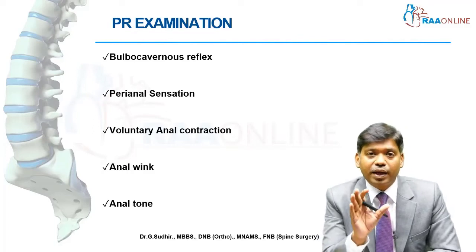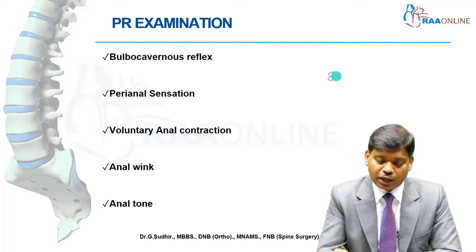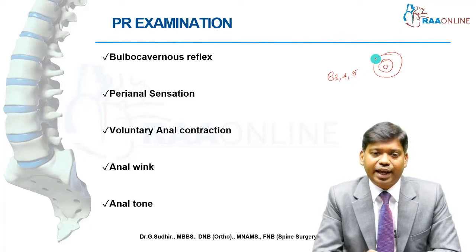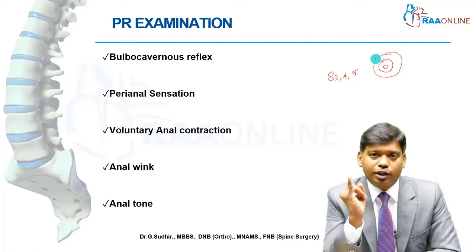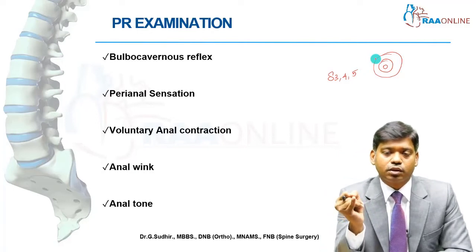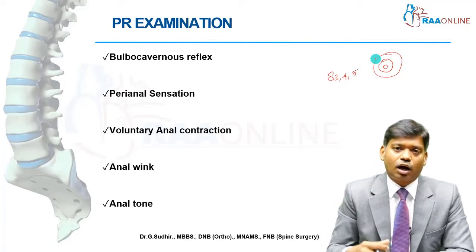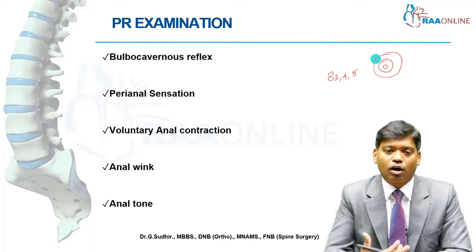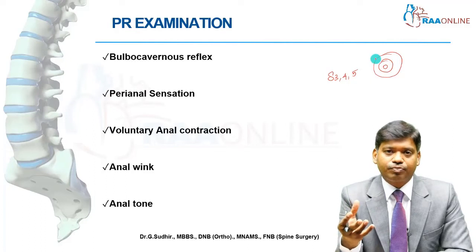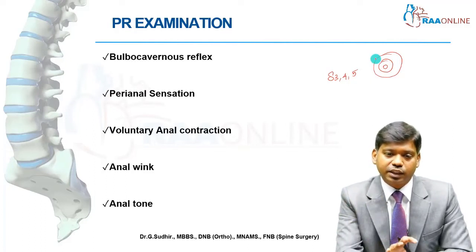The next thing is the perianal sensation, which is usually supplied by S3, S4 and S5 in concentric circles. So that is very important around the anus. Then you have to look for voluntary anal contraction. Insert your little finger inside the patient's anus. Ask the patient to increase the intra-abdominal pressure, just ask them to strain or cough. When the patient increases the intra-abdominal pressure, there will be voluntary anal contraction. If it is present, it means that it is intact.